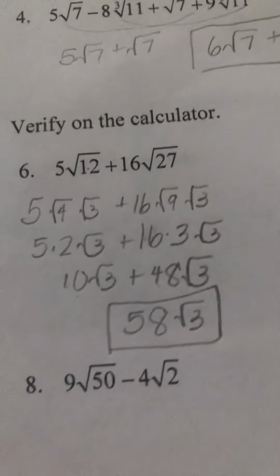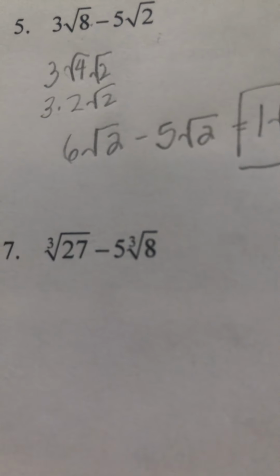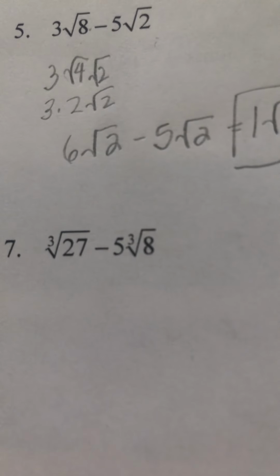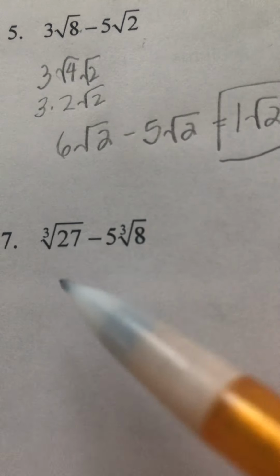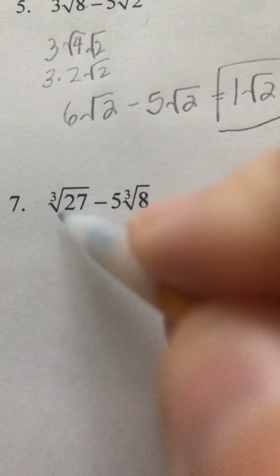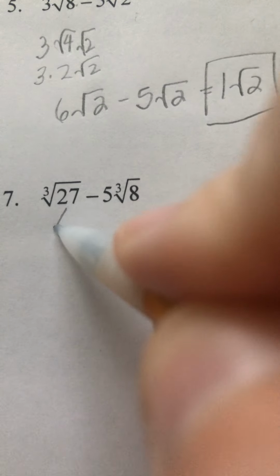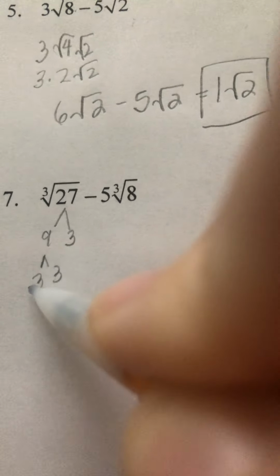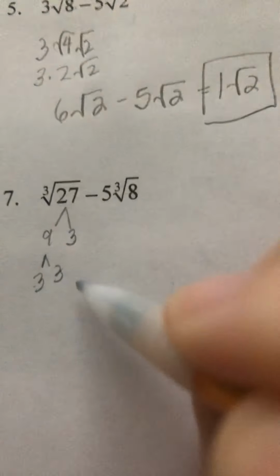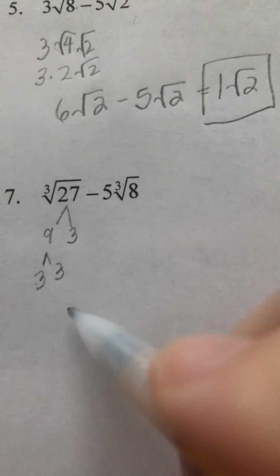Let me go back to that one. This one, let's see. Okay, so these are cube roots. So remember how you simplify these. You are looking for groups of 3 things in here. So the cube root of 27, you can break it down into its prime factorization if you want. So it's 9 times 3 and then 3 times 3 here. And so the prime factorization is 3 times 3 times 3. So the cube root of 27 is just 3 because you have 3 3's there, and you're looking for groups of 3 because the index is 3.